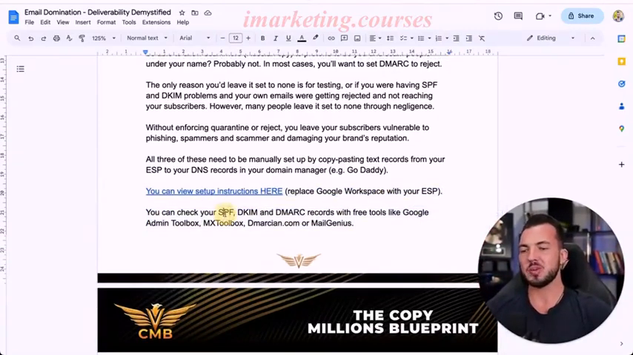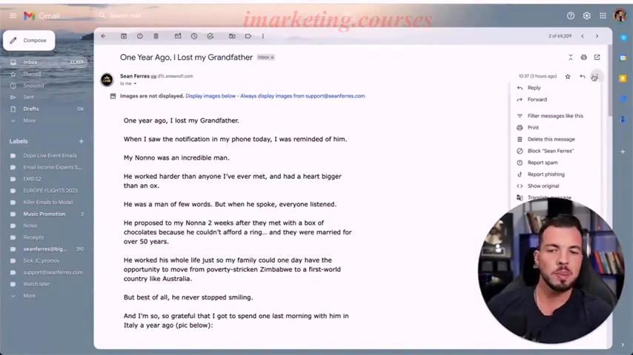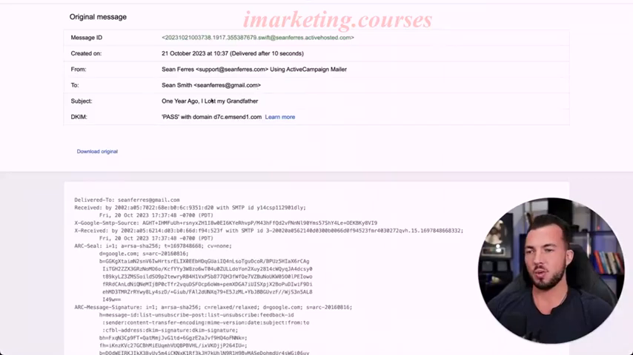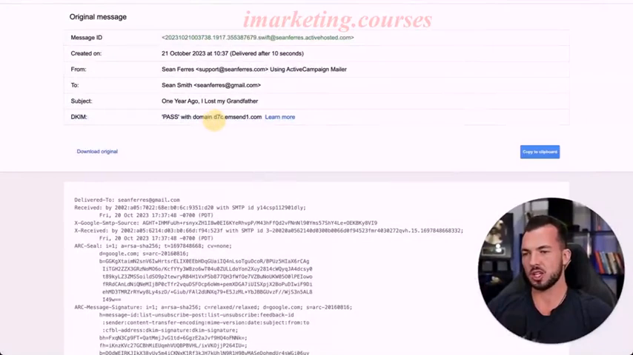Last thing, you can check your SPF, DKIM, and DMARC records with free tools like Google Admin Toolbox, MX Toolbox, DMARCian, or Mail Genius, which actually was recently acquired by Troy Erickson, funnily enough. You can use any of those free tools to check if your records are set up correctly. Alternatively, you can go straight into the email itself. You go to show original email right there, and then it will come up. I'm not sure why the other two aren't displaying, but you can see that DKIM says pass. Usually it'll come up with all three of them: DKIM passed, SPF passed, and DMARC passed. That's how you can check as well.